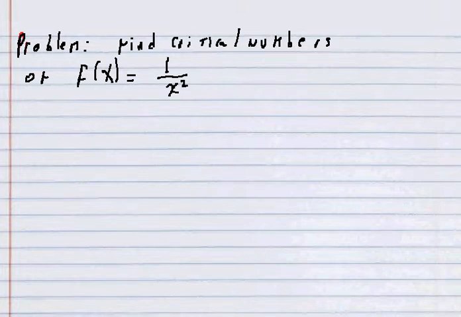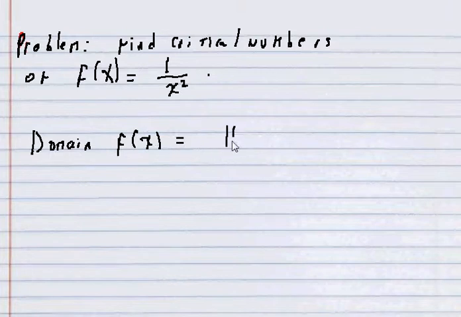In this problem, what we want to do is to find the critical numbers of f of x equals 1 over x squared. Alright, so the first thing that I'm going to do is observe the domain of this function. The domain is equal to the real numbers, the whole real line minus the origin. Now, why is that? Well, if you notice, when x equals 0, this function is undefined. In fact, you can see there is a vertical asymptote at x equals 0.